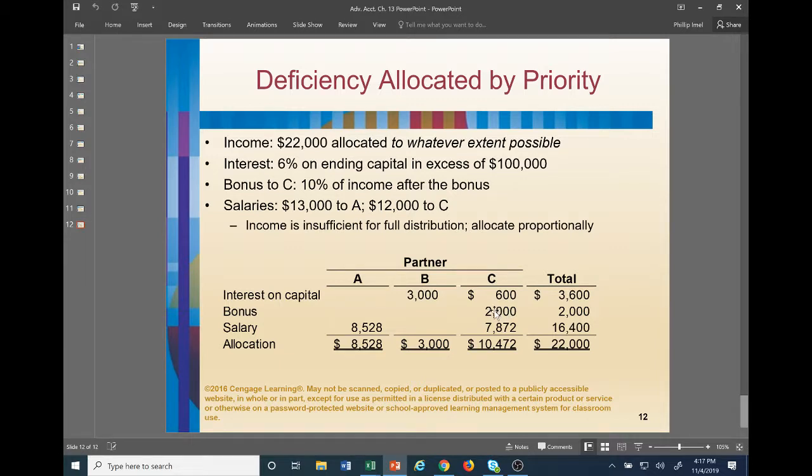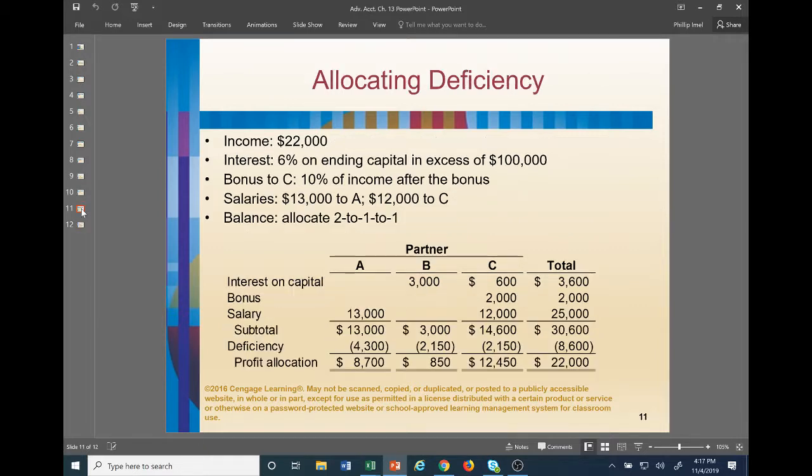And the salaries here, 16.4, to whatever extent possible. So we're going to allocate these amongst these partners right here. The salaries of 16.4 would be allocated to partners A and C according to the ratio suggested by their normal salaries of 13,000 and 12,000 respectively. So that's why we're stopping right here, whereas in the other slides we kept on going with other examples.